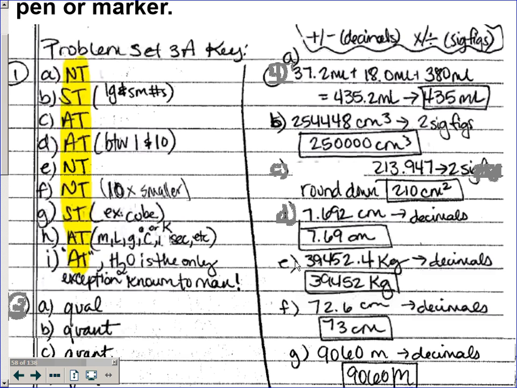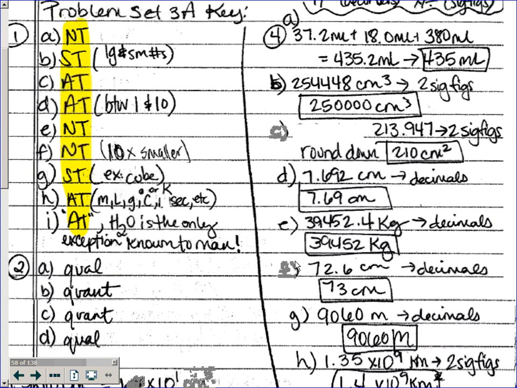So this was the one we practiced more Friday, and if you weren't here Friday, there's notes online from Friday, there's videos from today. But this is the one a lot of you guys were finishing up in class, and so you were just practicing rounding to the correct suffix. So 4 is 435 milliliters for A. B is 25,000, no decimal. C should be 210 centimeters squared. D, 7.69 centimeters.